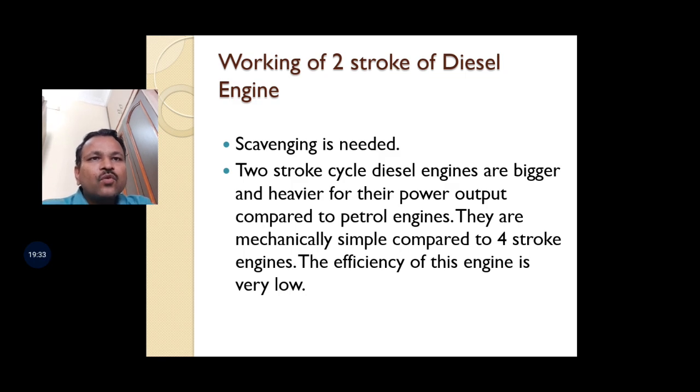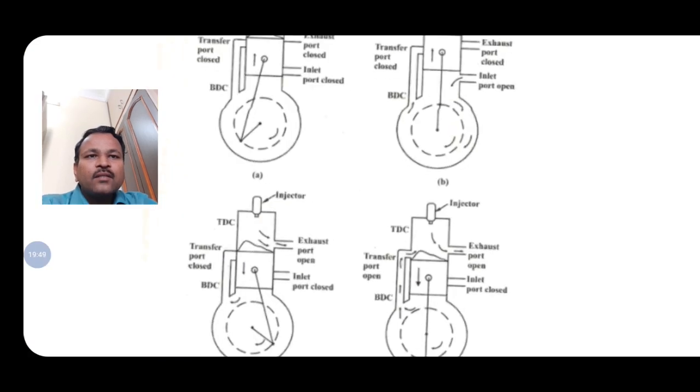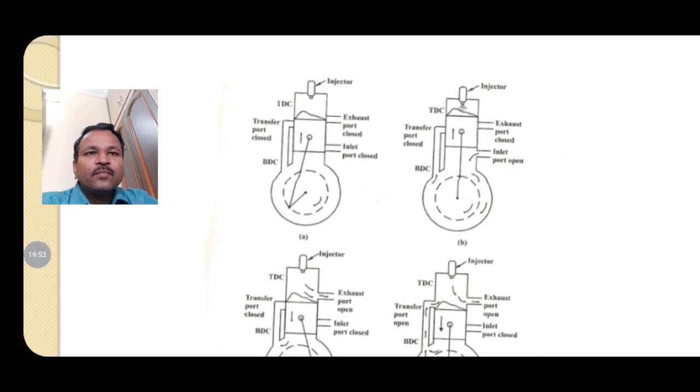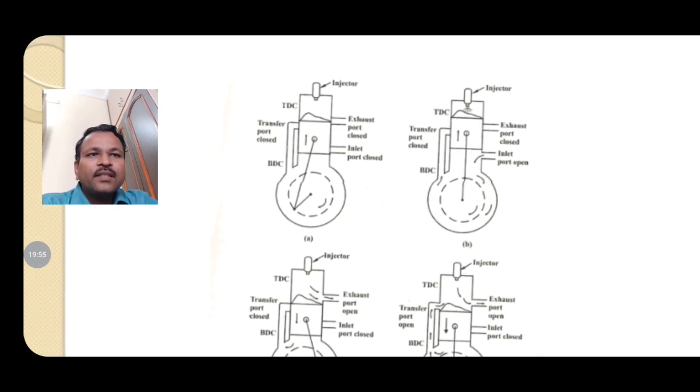Next, working of the two-stroke diesel engine. Scavenging is required here. Two-stroke cycle diesel engines are bigger and heavier for their power output compared to petrol engines. They are mechanically simple compared to the four-stroke engine. Efficiency of the engine is very low. The working principle is the same as the diesel engine. But here we are using a fuel injector, no spark plug.